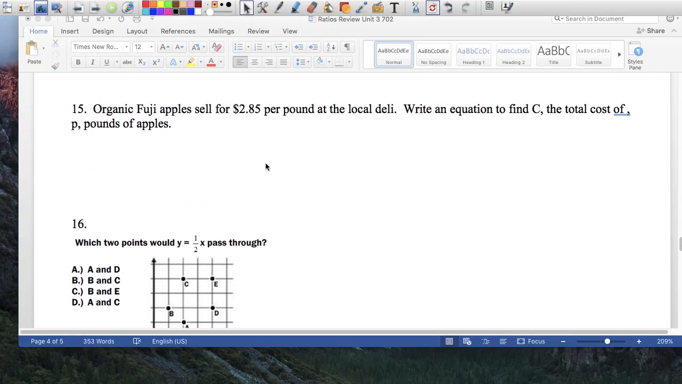Organic Fuji apples sell for $2.85 per pound at the local deli. Write an equation C for the total cost of P pounds of apples. So this is what they're asking.